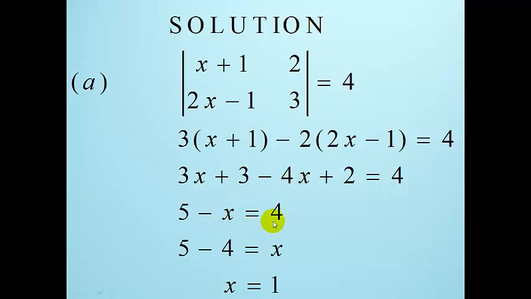Now we are solving for x. So minus x on the left hand side can be x on the right hand side, and 4 on the right hand side will also be minus 4 on the left hand side. So we have 5 minus 4 equals x, and 5 minus 4 equals 1. So 1 equals x can be written as x equals 1.